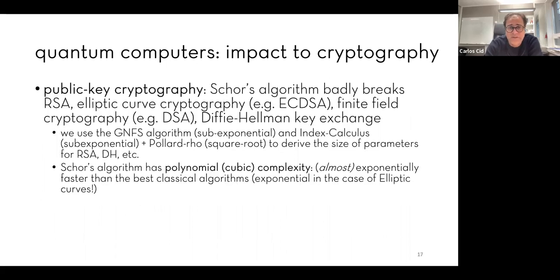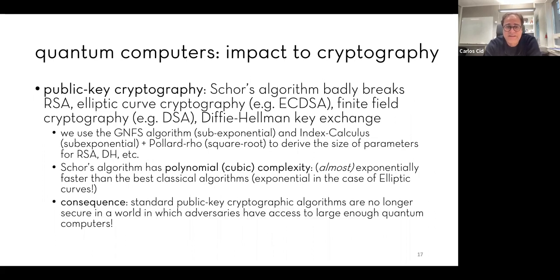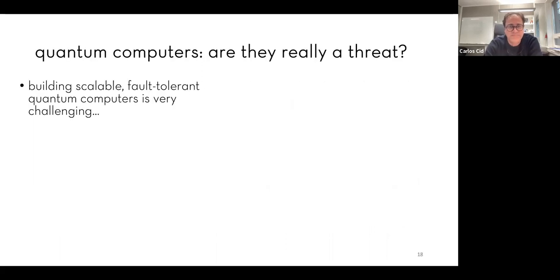On the other hand, for public key cryptography, this is a completely different game. Shor's algorithm breaks RSA, elliptic curve cryptography, DSA, Diffie-Hellman, and so on. This is a polynomial complexity algorithm, so it is essentially exponentially faster than the best classical one. So the consequence is that public key cryptography, the standards that we use today, is no longer secure when the adversary has access to a large enough quantum computer.